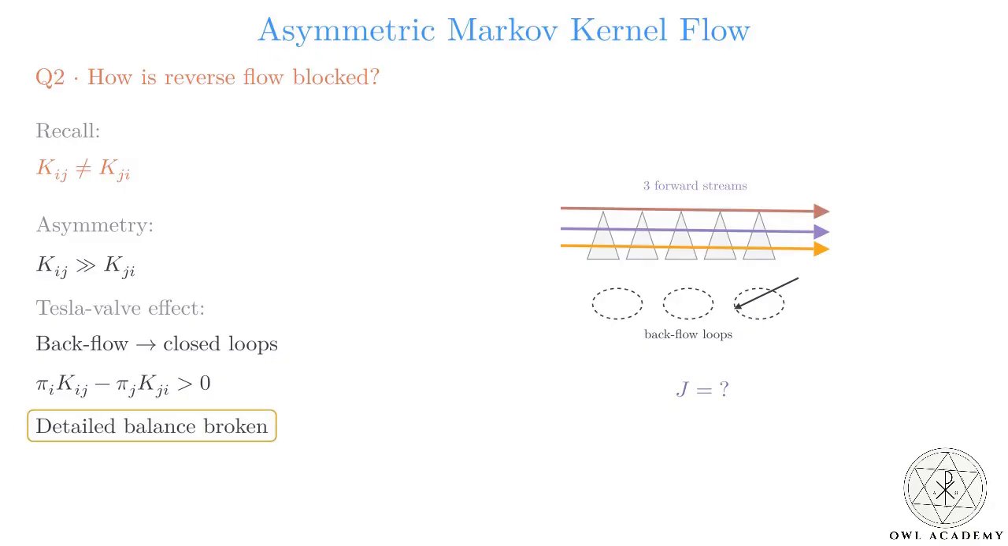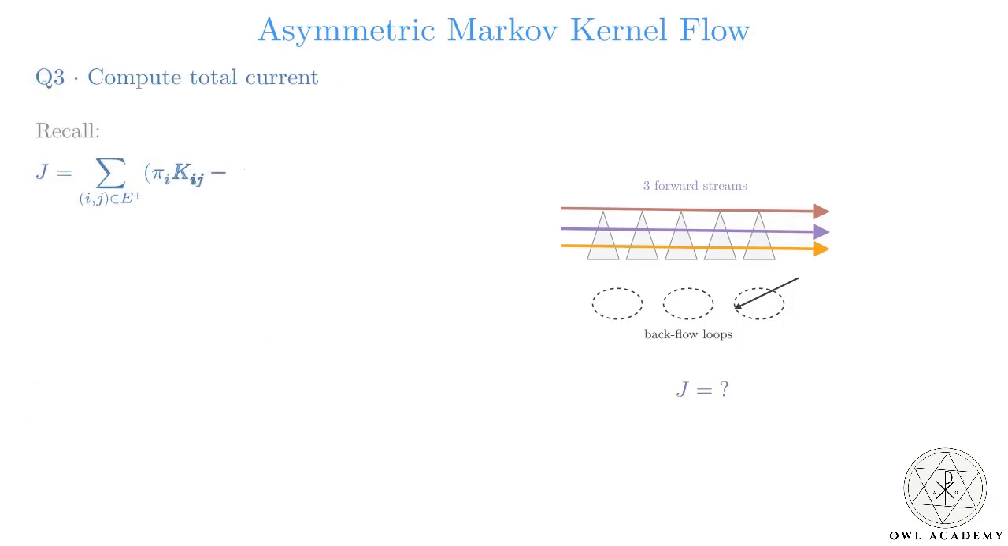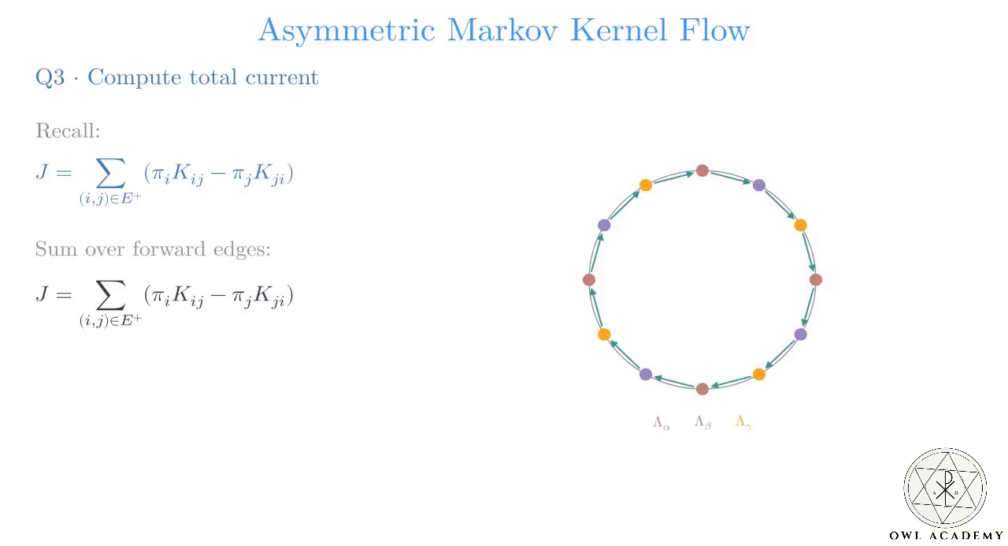Now sum these positive edge currents around the ring. Total current is the sum of edge currents over the forward edge set E+. Add up the positive edge contributions around the 12-channel ring. Every term in the sum is strictly positive thanks to the kernel asymmetry. Therefore, the net current J is strictly positive.